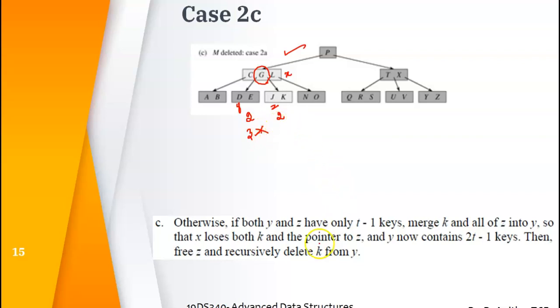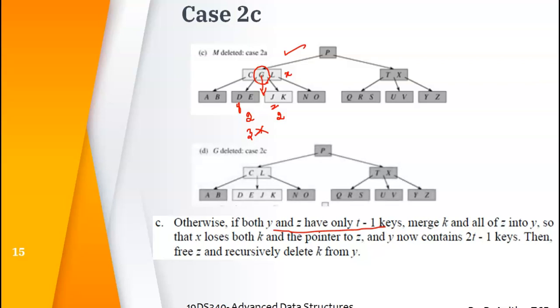So I come to the third option. When y and z have only t minus 1 keys, I have to merge these and bring the g down. After bringing the g down, delete the g. Okay, so let us explore what the result is. See, I have merged DE and JK and I have brought the G down, and now G has been deleted. So this is how you work with the internal node, right?